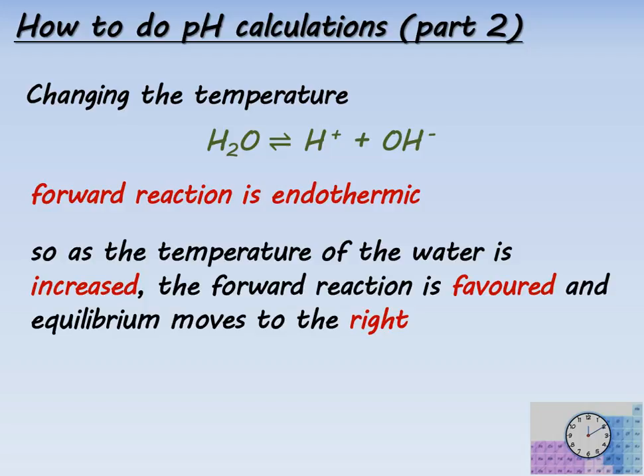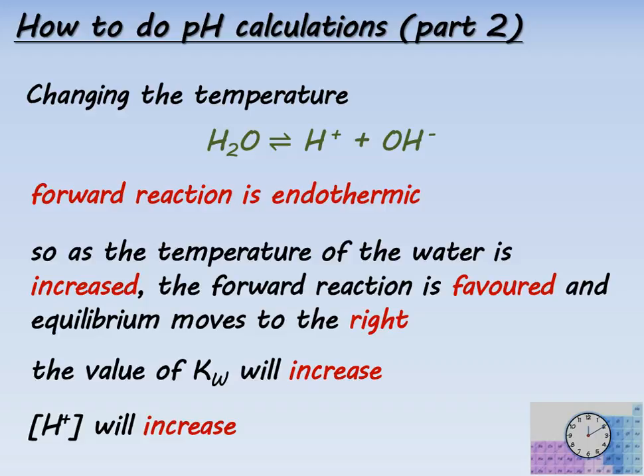If the equilibrium is moving to the right, then the value of the equilibrium constant will increase. Of course, in this case, we're talking about the ionic product of water, Kw, so therefore that will increase. And of course, if the equilibrium is moving to the right, we end up with a greater concentration of hydrogen ions. So if a hydrogen ion concentration has gone up, then pH will have gone down. So warming water will cause a decrease in its pH.